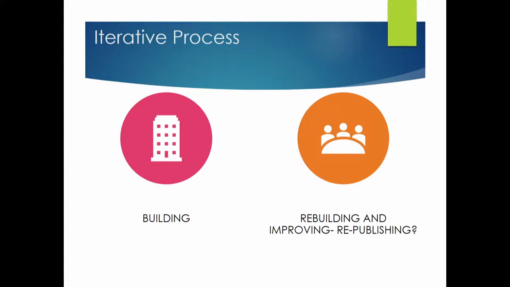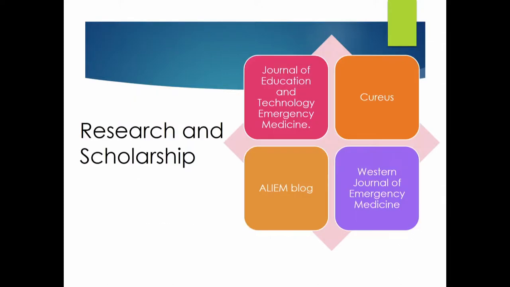So the iterative process is building and then rebuilding. You're going to build it first and it may not work, and that's okay. It's not going to be a slam dunk every time. So you're going to rebuild and improve, and then maybe you can republish. So sometimes you can get multiple things out of one.